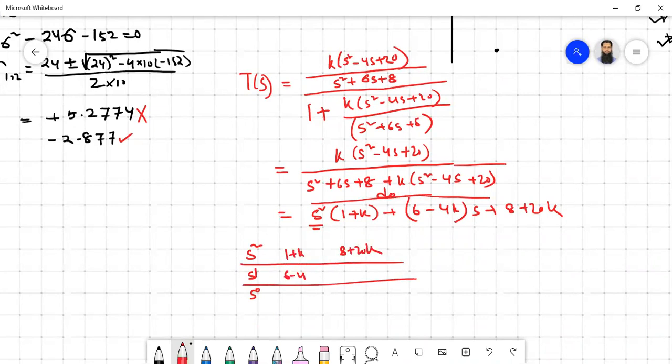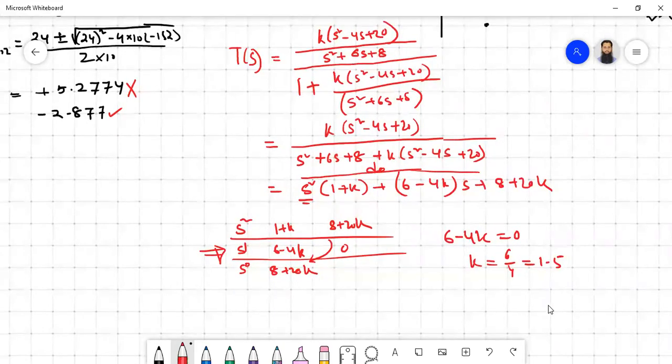Okay, so 0 here, so automatically this one will be coming here. So 8 plus 20k. So basically what we have to do, we have to make this row 0, to have all the rows 0 for figuring out the jω axis. So basically 6 minus 4k will be 0, k will be 6 by 4. So approximately 1.5 is the value of k when it is actually crossing the jω axis.